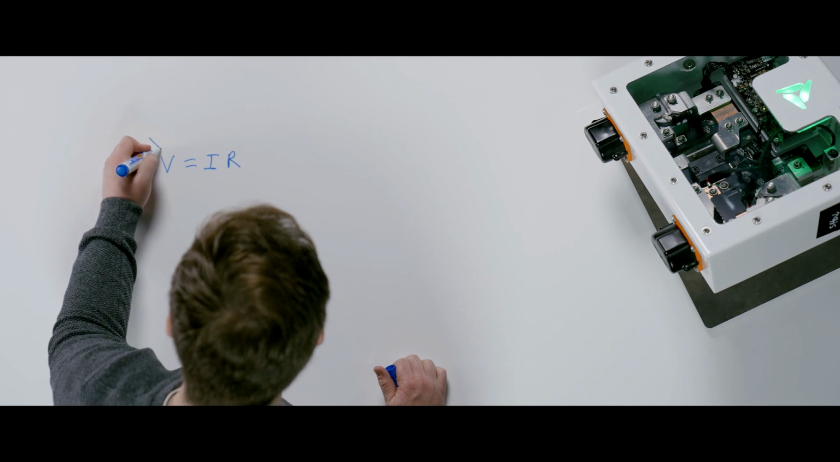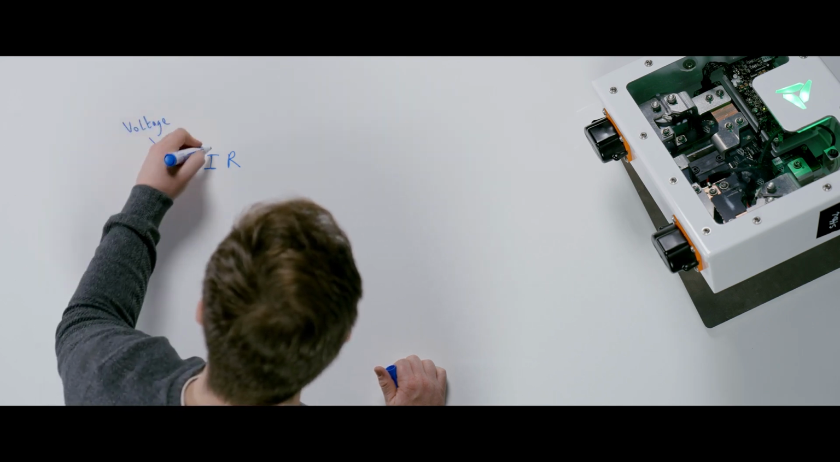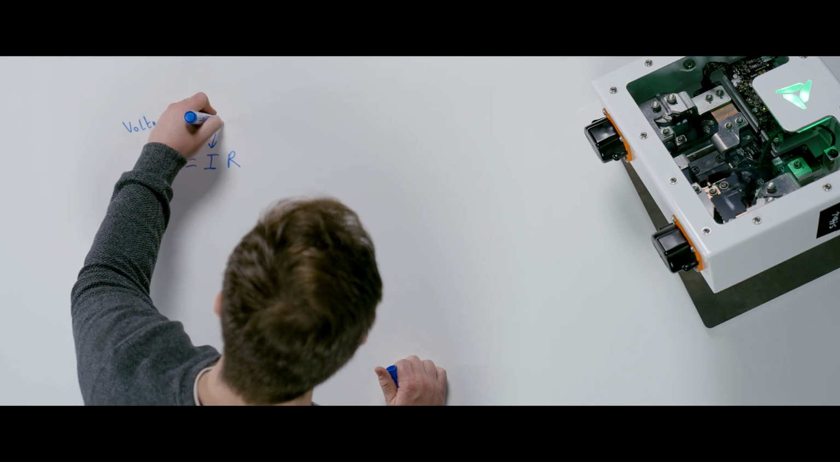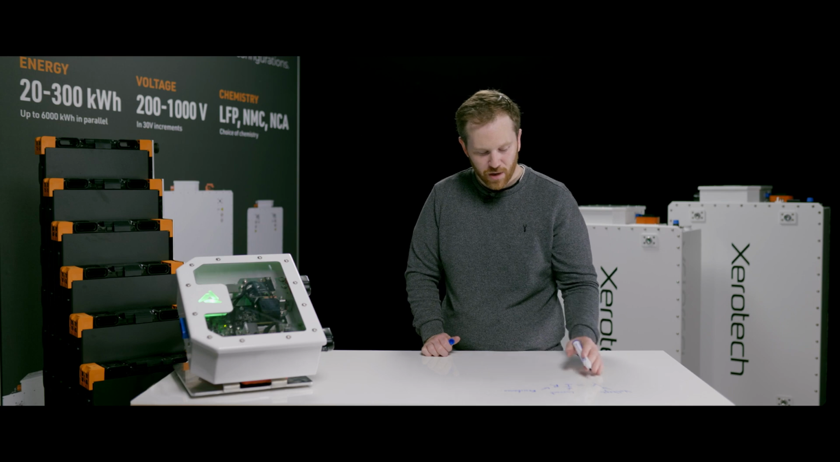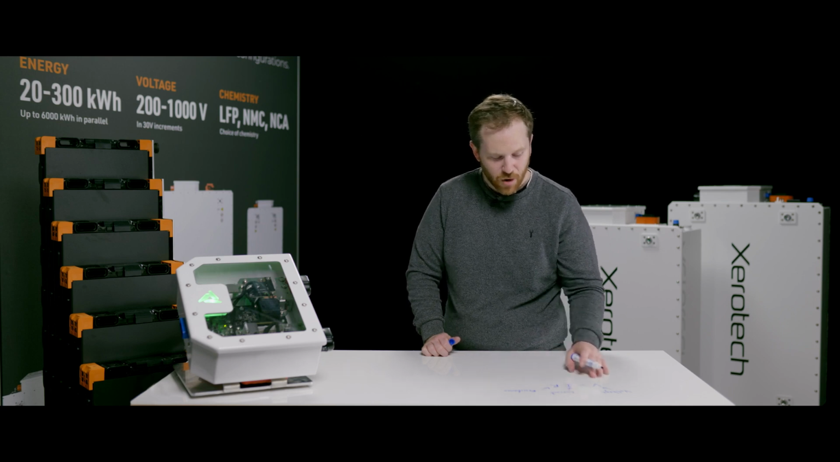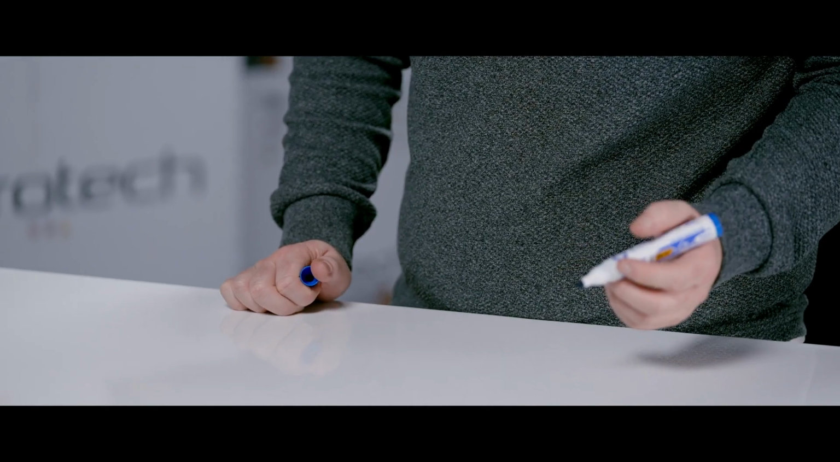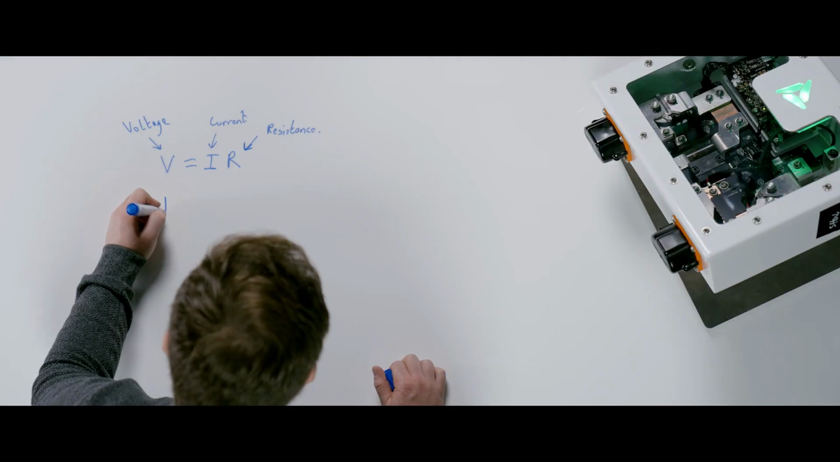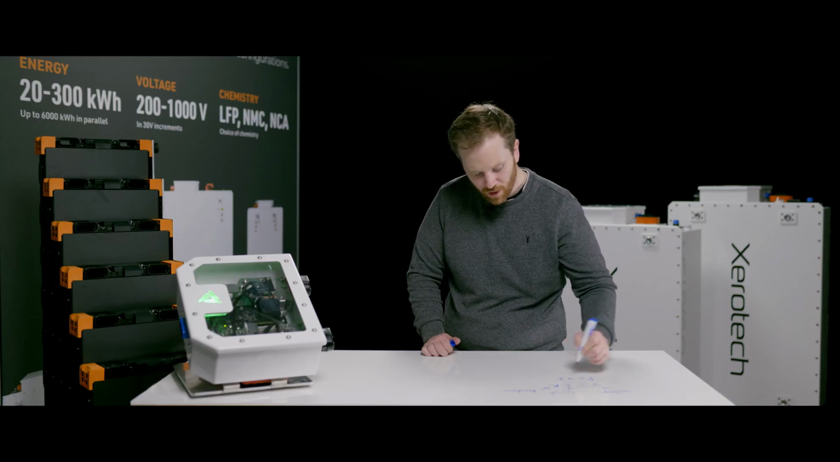What this means is the voltage is equal to the product of current times resistance. This fundamental equation is interchangeable, and by increasing the voltage, you'll decrease current. The second most important equation to understand is that power is equal to voltage times current.